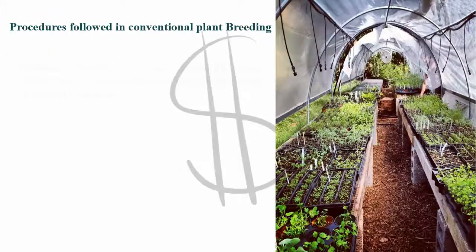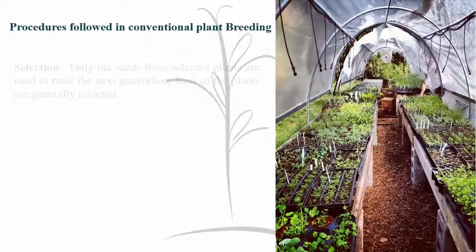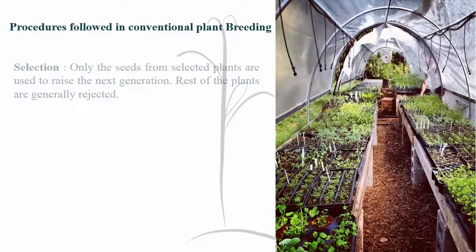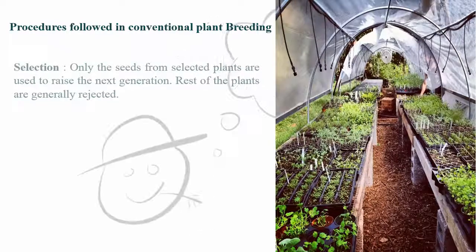Procedures followed in conventional plant breeding. First one is selection. Only the seeds from selected plants are used to raise the next generation. Rest of the plants are generally rejected.